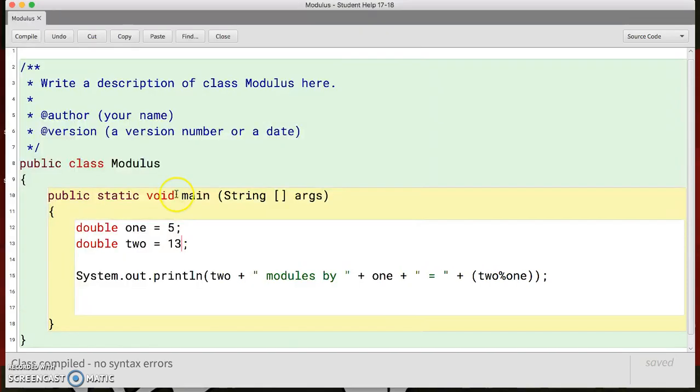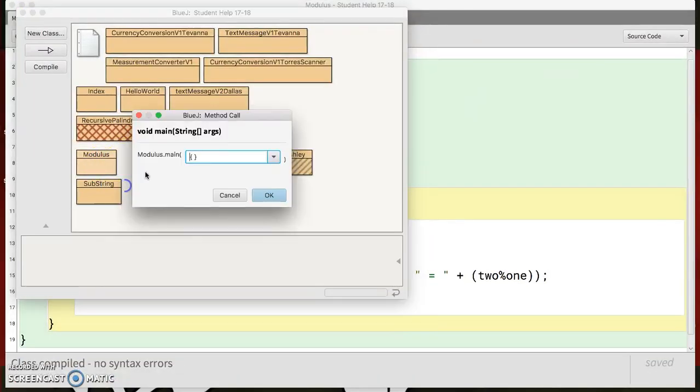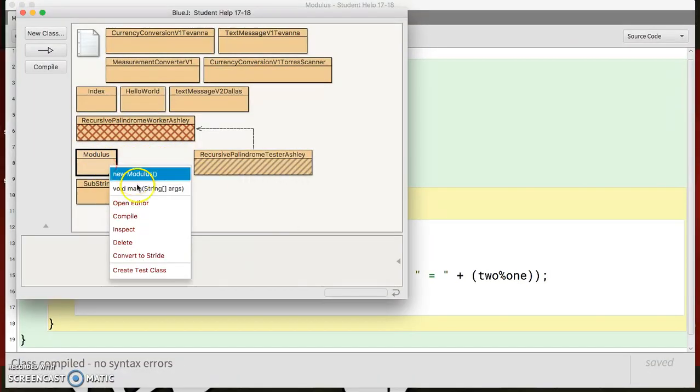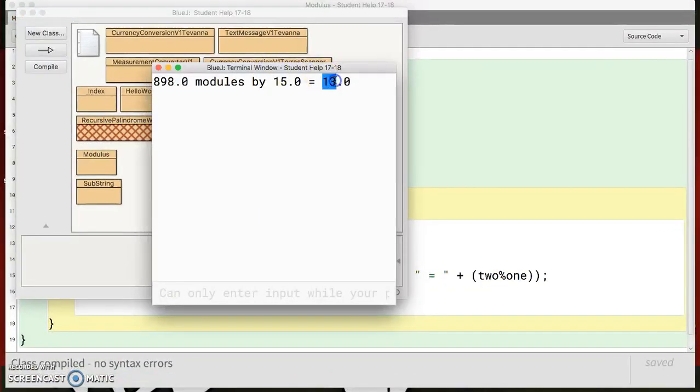So just to prove a point, making this a bigger number, if we take this as 15 and we take this as 898 and compile it. Now I actually don't know how many times 15 goes into 898, but I do know this will give me the remainder because of the way I have it set up, and the remainder is 13. So 15 goes into 898 enough times that 13 is left over at the end of that.